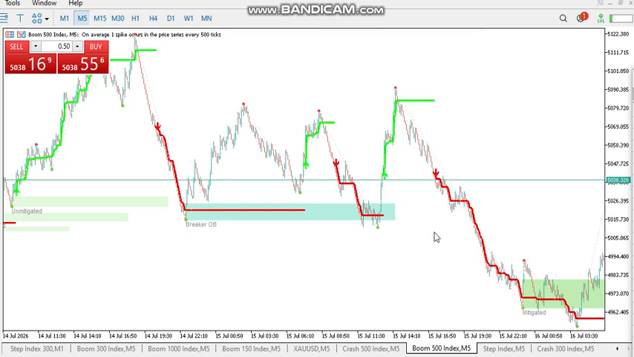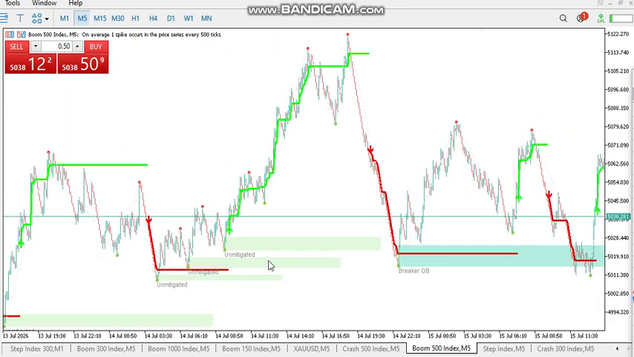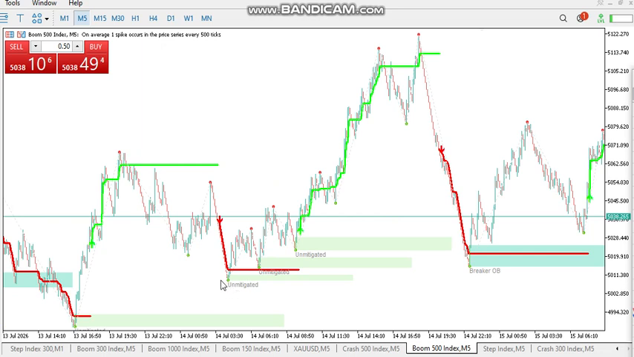So we have another one here, we can see another one here, and we have another spike entry for this confirmation. So what you just need to do is confirm your breaker OB, then make sure you follow up your signal level at that particular time. And also we have another one here. We can see this is a three confirmation entry for our mitigated level.